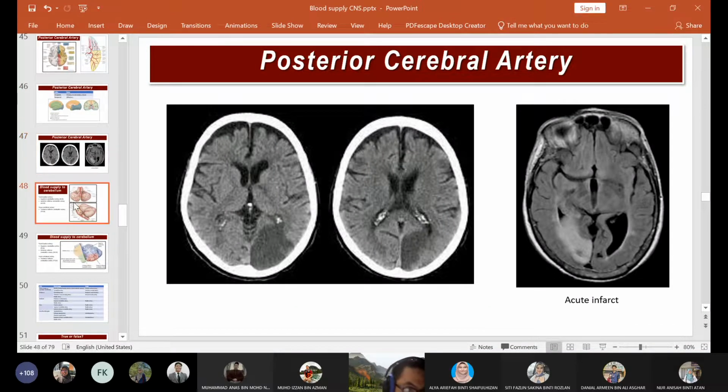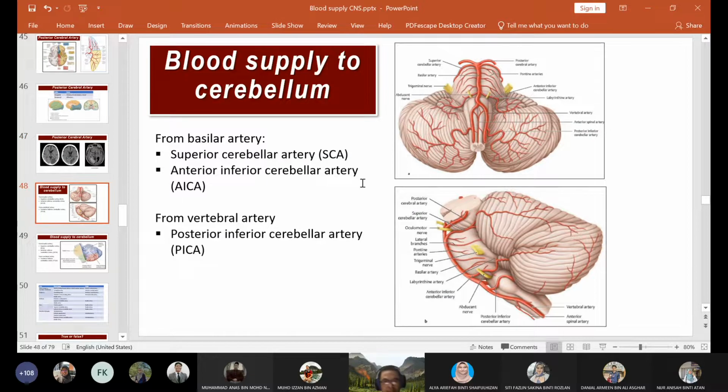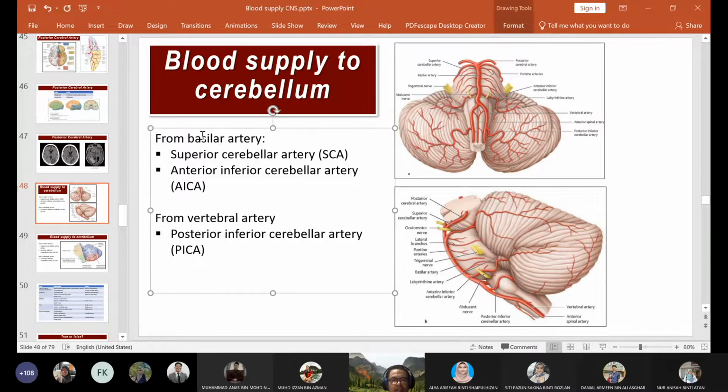Okay, and then straight away to cerebellum first. As I said, cerebellum has 3 arteries: superior cerebellar from basilar, anterior inferior cerebellar, posterior inferior from vertebral. And look at here. This is your cerebellum, remember? I know you like the lecture.